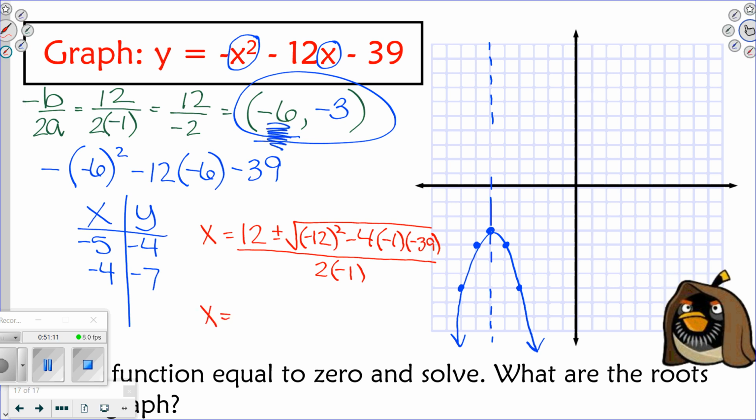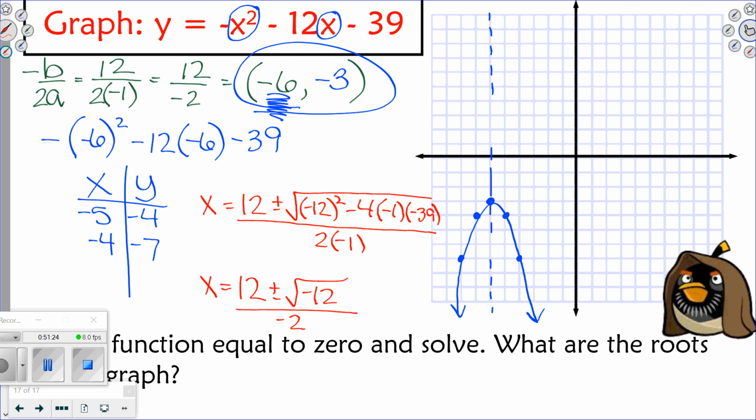So x equals 12 plus or minus the square root of negative 12, all over negative 2. Can I keep going with that answer? Yep, sure can. First of all, I see there's a negative under there, so I want to pop that i out. And then factor tree 2 and 6, 2 and 3. So 12 plus or minus, I got a pair of 2's that come out, so 2i left over 3, all over negative 2.